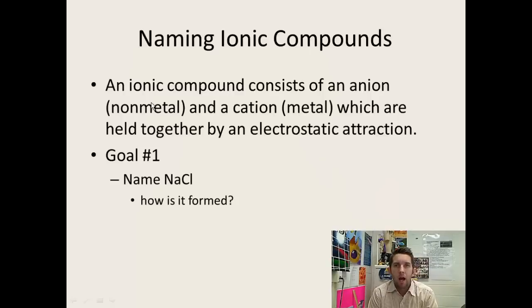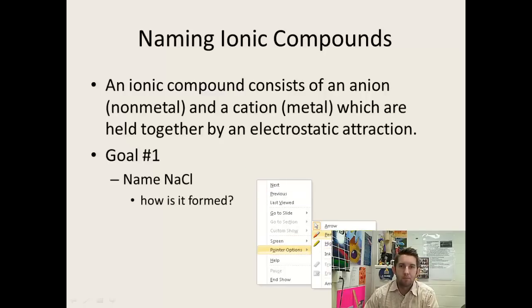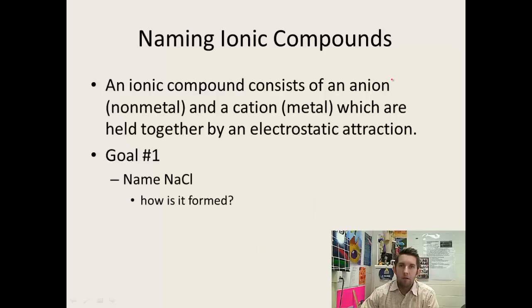So as far as naming ionic compounds go, recall that an ionic compound consists of an anion, which is going to have a negative charge, and a cation, which is going to have a positive charge. So anions are negative because they gain electrons, nonmetals gain electrons, and cations are positive because they're metallic and metals very readily lose electrons. So when you have these anions and cations together, opposite charges attract. That's your electrostatic force, your electrostatic attraction, and that's what's going to hold them together. That's what actually is the ionic bond.